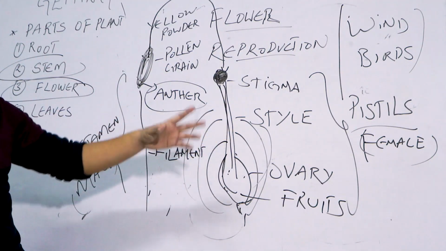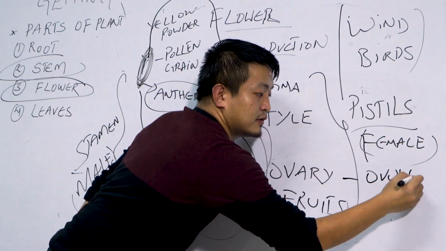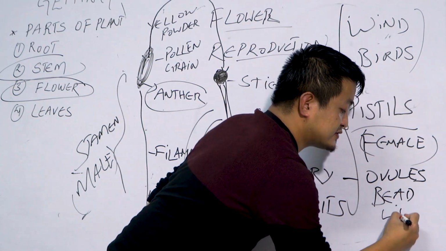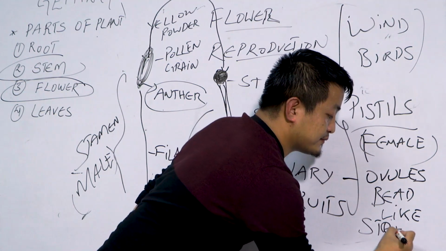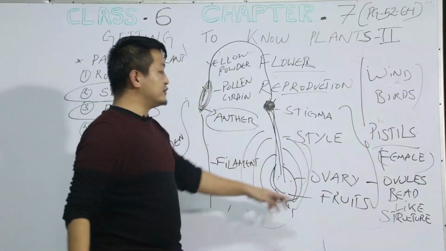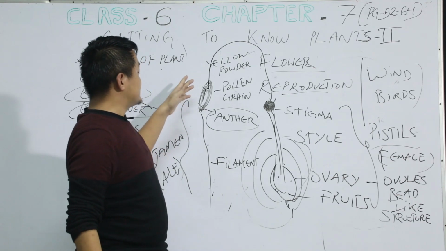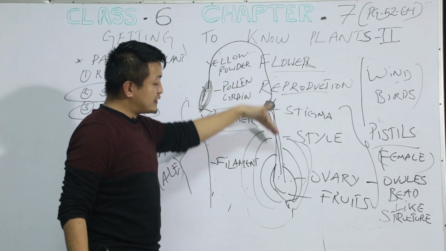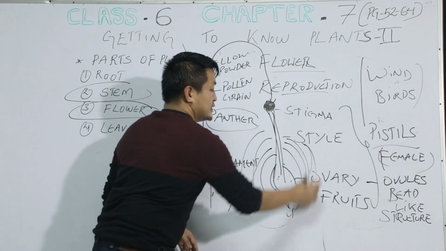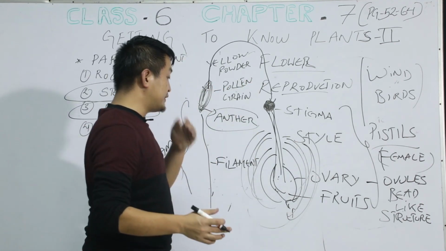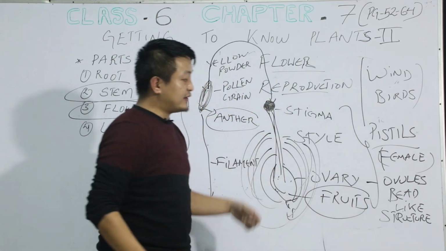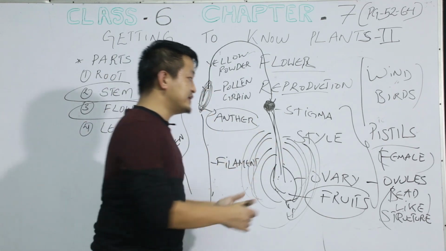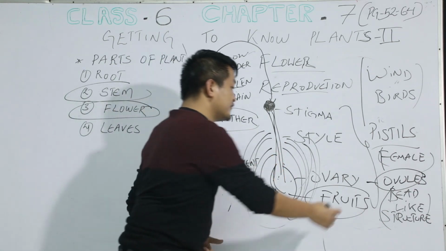Inside the ovary you'll get ovules. These ovules are bead-like structures. After the pollen grain is transferred to the stigma and reaches the ovary, the ovary will swell and become big, and then it will turn into fruit. The ovule, the bead-like structure, is the seed. Ovules mean the seeds, and ovary means the fruits.